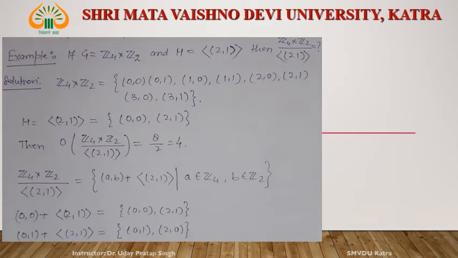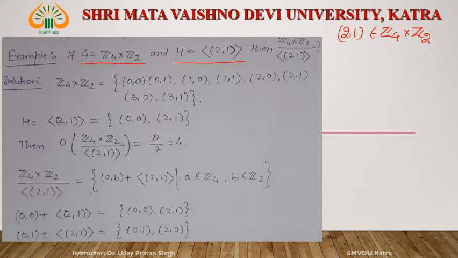This example we already discussed in the previous lecture. Now let us see what more information we can draw from here. If G is equal to Z4 cross Z2, it is a group, and H is the subgroup generated by (2, 1), where (2, 1) belongs to Z4 cross Z2.